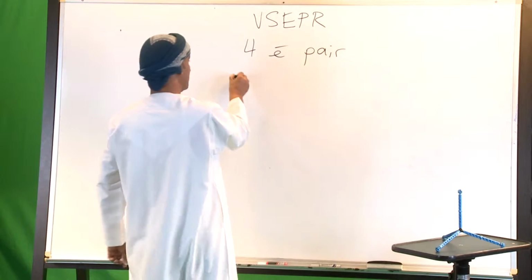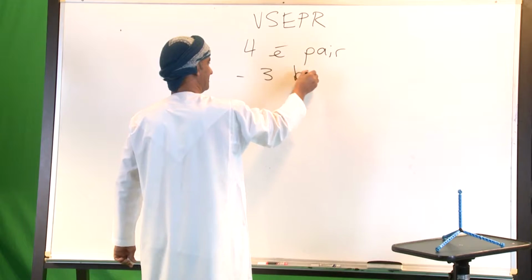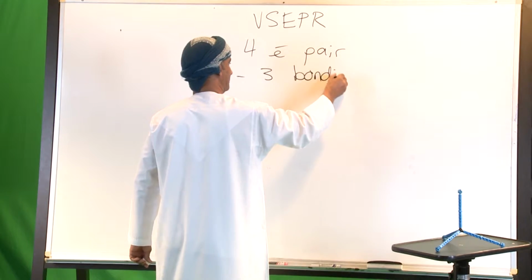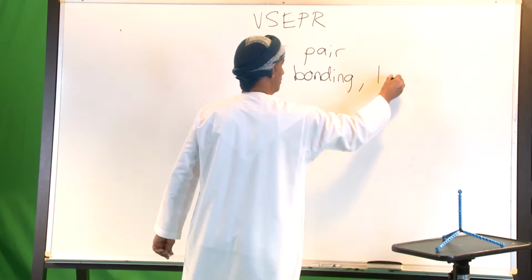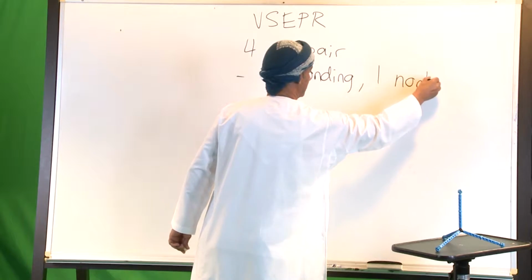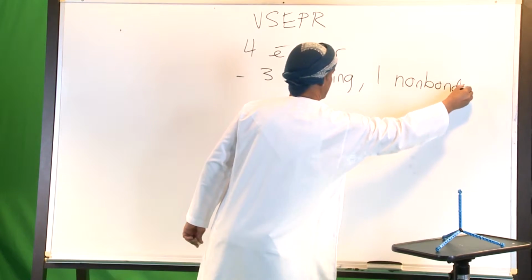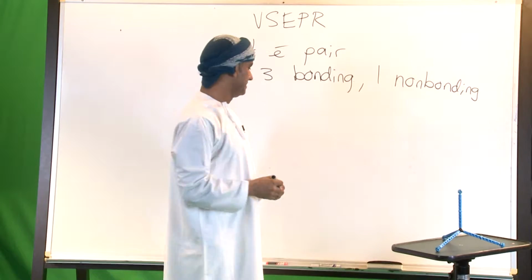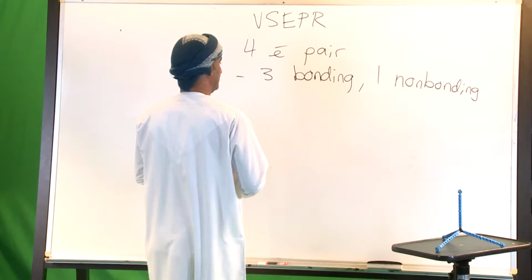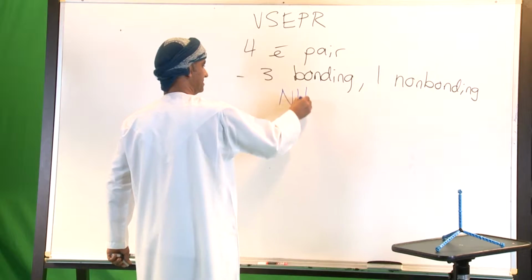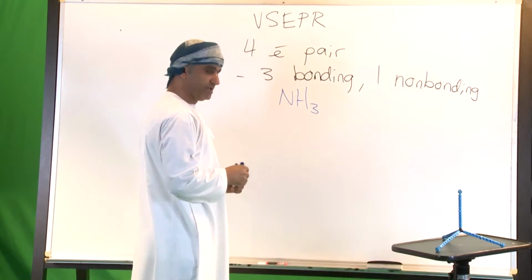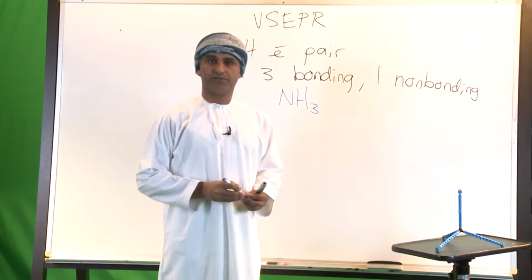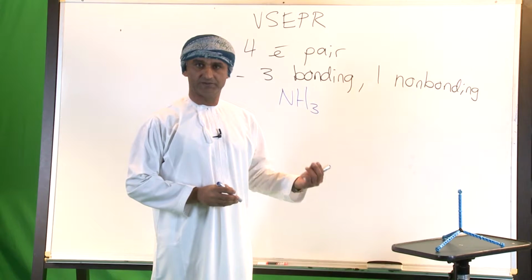So let's say 3 bonding, 1 non-bonding. And a typical example in this case would be ammonia. So this is ammonia. This is the formula of ammonia, where nitrogen makes 3 bonds with the surrounding hydrogen atoms.